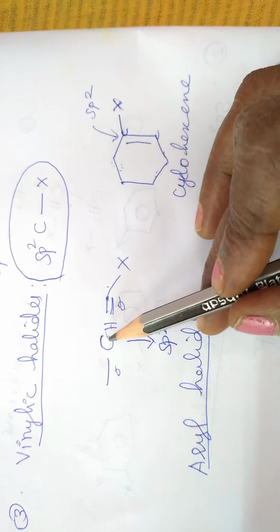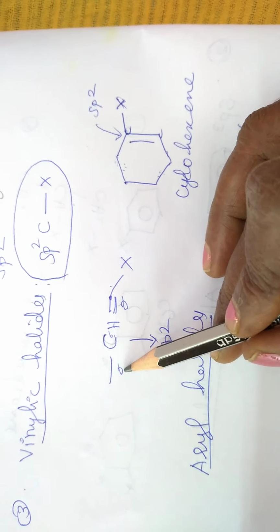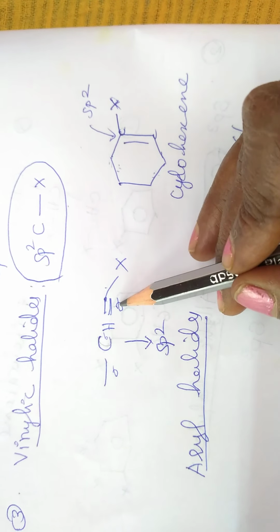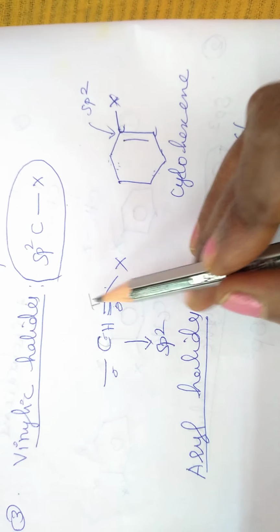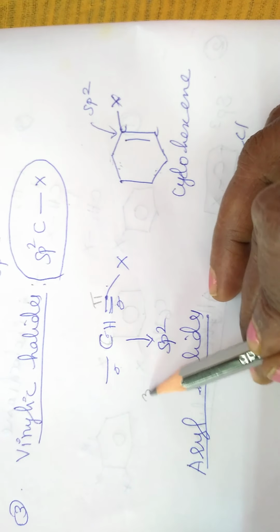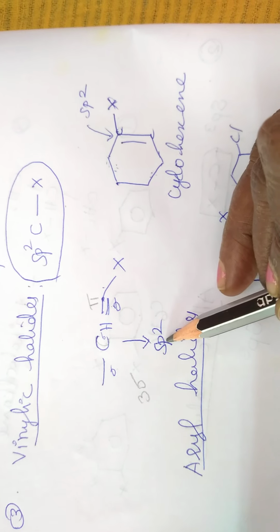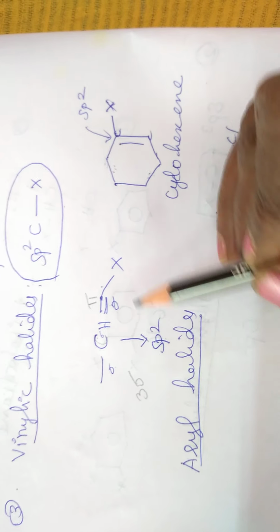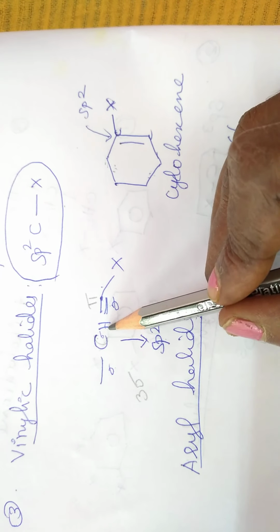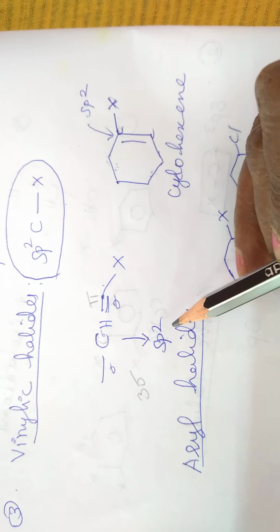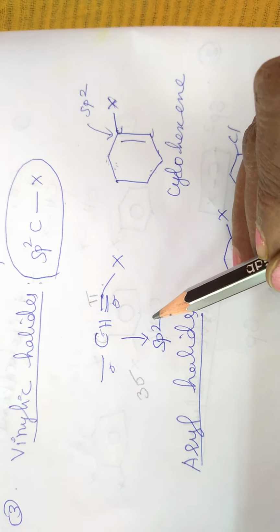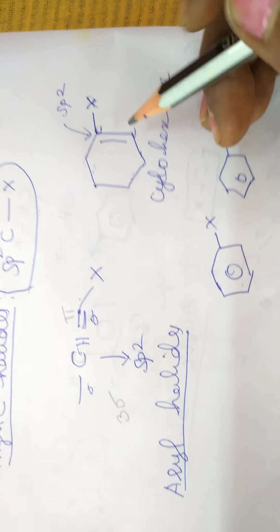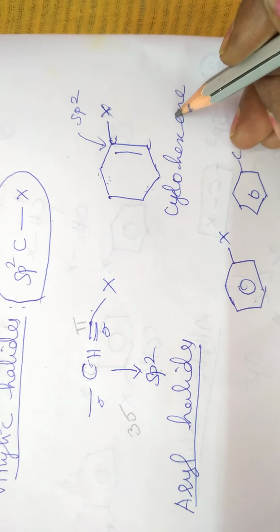Let me notice this carbon having how many sigma bonds? Between carbon and hydrogen, 1 sigma bond. Again here 1 sigma bond, 1 pi bond, 1 sigma bond. So overall 3 sigma bonds. 3 sigma bonds means it is known as an sp2 hybridized carbon. So this carbon is an sp2 hybridized carbon. So the halogen directly attached with an sp2 hybridized carbon is known as vinylic halides.